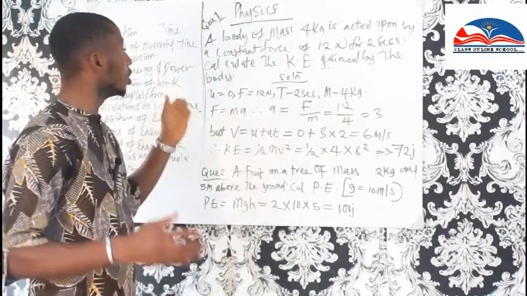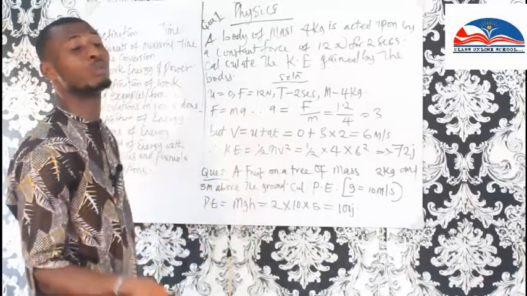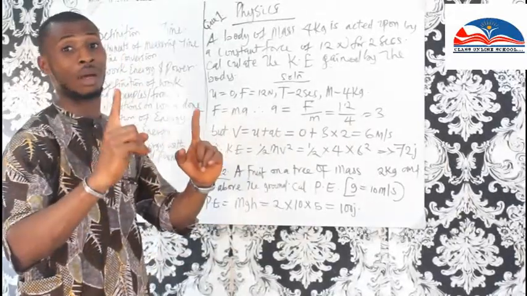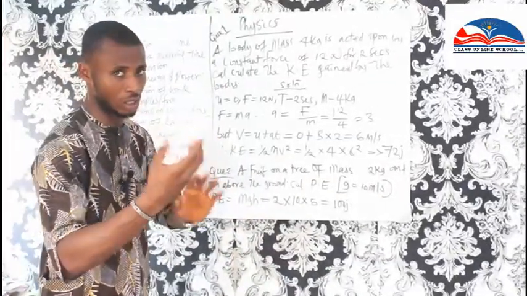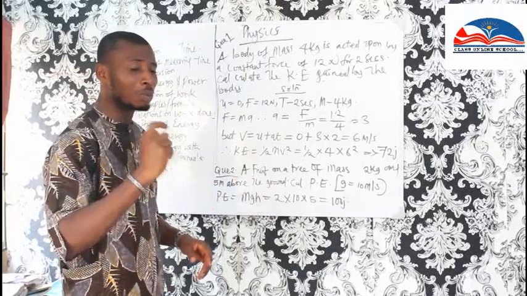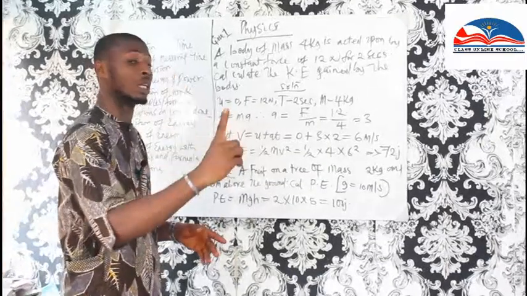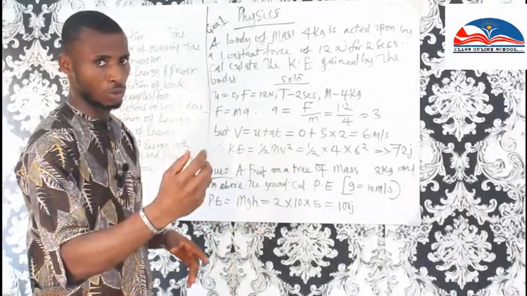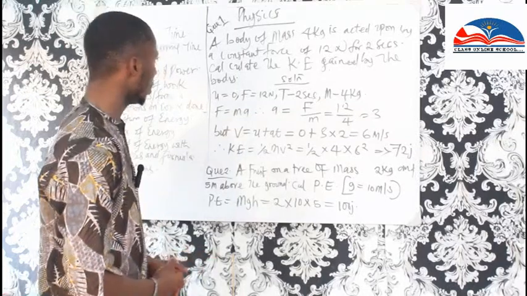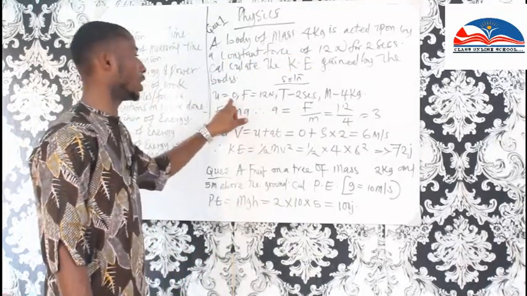Initial velocity is 0 because the body of mass 4 kg was just there and it was just acted upon. Remember, a body at rest has 0 velocity. A body in motion must have initial velocity. But if initial velocity is not stated, it is 0. Now, a body of mass 4 kg acted upon means initial velocity is 0.